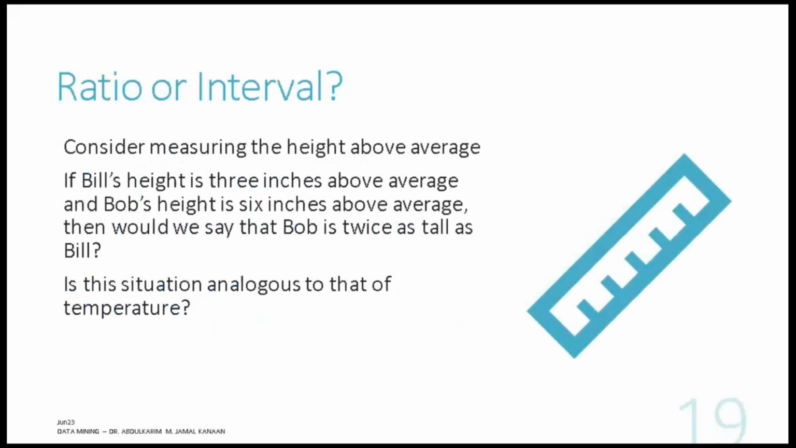Okay, how about height? Let's see what it says here. Considering measuring the height above average, if Bill's height is 3 inches above average and Pop's height is 6 inches above average, then would we say that Pop is twice as tall as Bill?